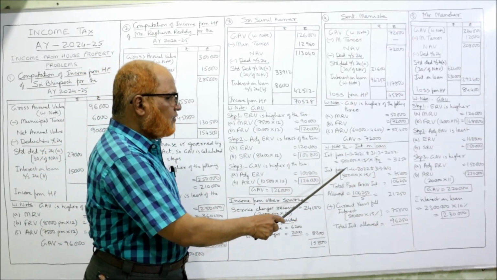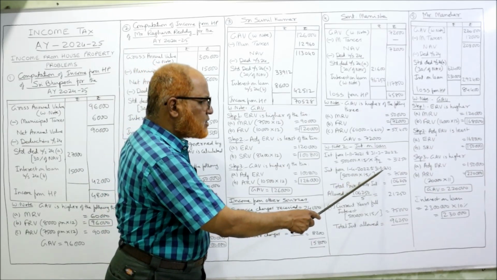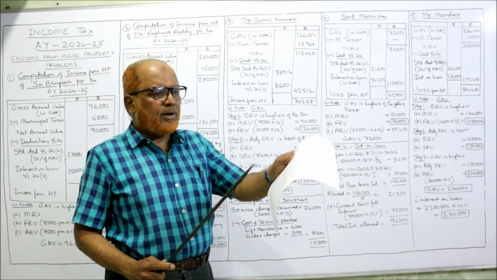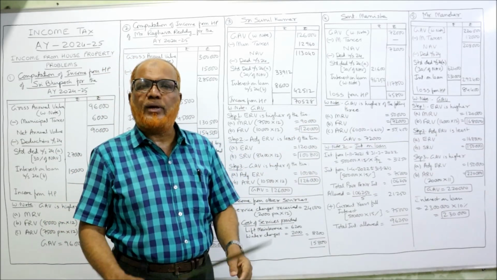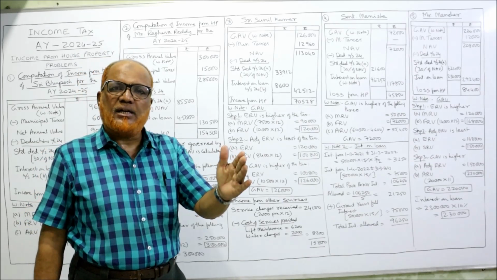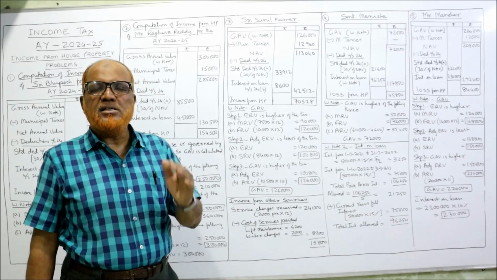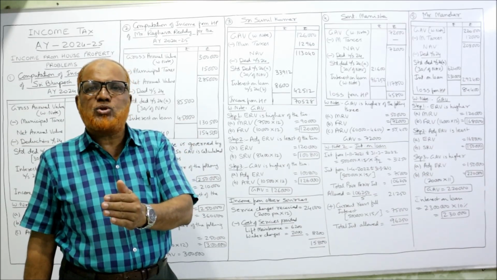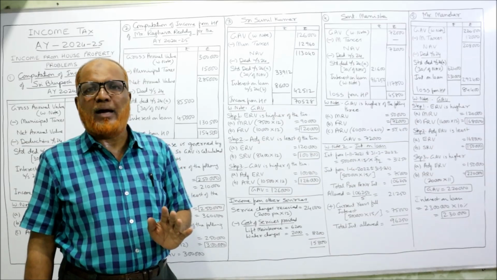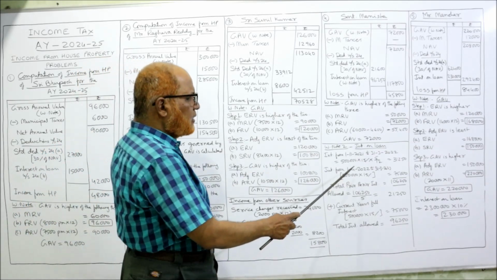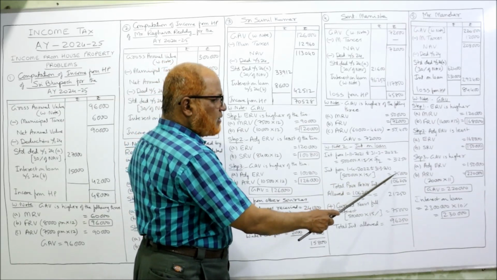Then interest from 1/4/2022 to 31st March 2023. The construction was completed on 31st August 2023, but we have to calculate interest up to the last date of the previous year, that is 31st March 2023. After 31st March 2023, we should not take into account as a prior period interest. Right? So here, 1 year, 5 lakh into 15%, 75,000.